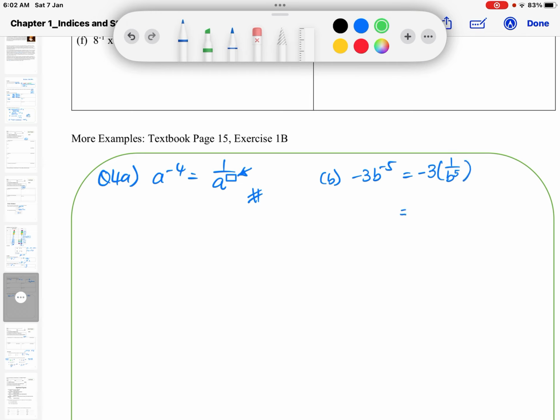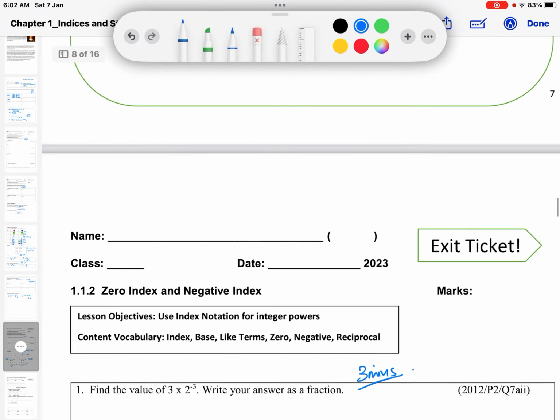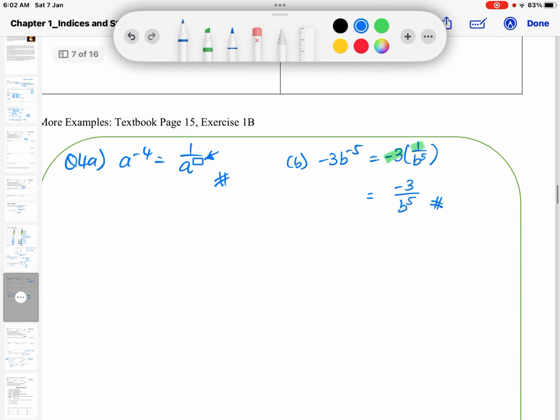Next, in the last lesson I told you, this negative 3 will only multiply by the numerator. So negative 3 times 1 will give me negative 3, and this will be your answer for 4b. So that will be the end of this part, I believe. We'll stop the video here.